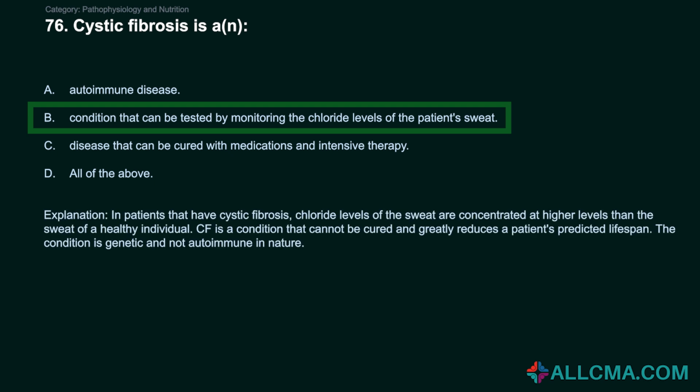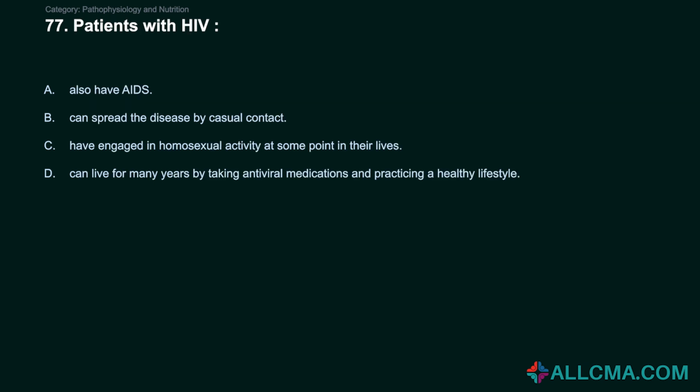In patients that have cystic fibrosis, chloride levels of the sweat are concentrated at higher levels than the sweat of a healthy individual. CF is a condition that cannot be cured and greatly reduces a patient's predicted lifespan. The condition is genetic and not autoimmune in nature.